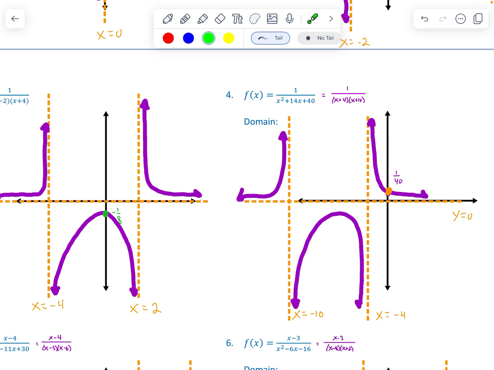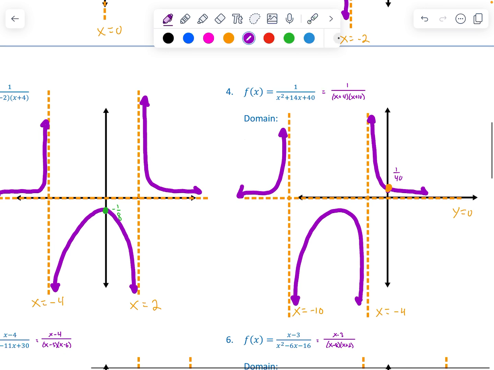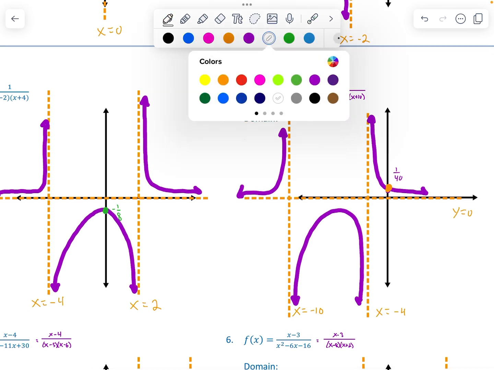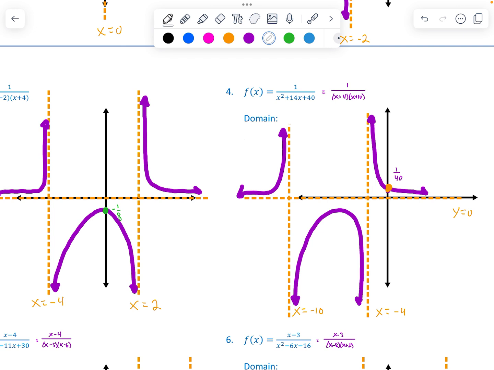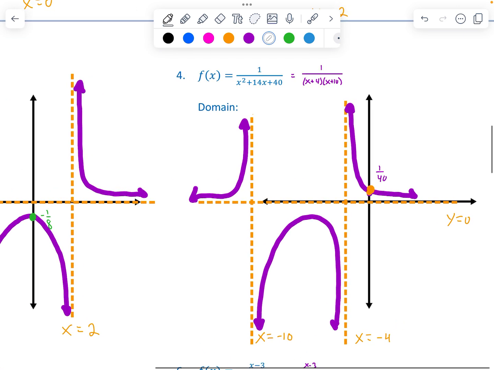Okay, our domain for this one is going to be done similar to number 3, actually. My vertical asymptote's in the way, though. Get rid of some of that. All right, so our domain, again, it's just going to go negative infinity. So it's over here forever until we get to this vertical asymptote, which is -10. And then you start right back up at -10 and go until the next vertical asymptote, which is -4. So union -10 to -4.